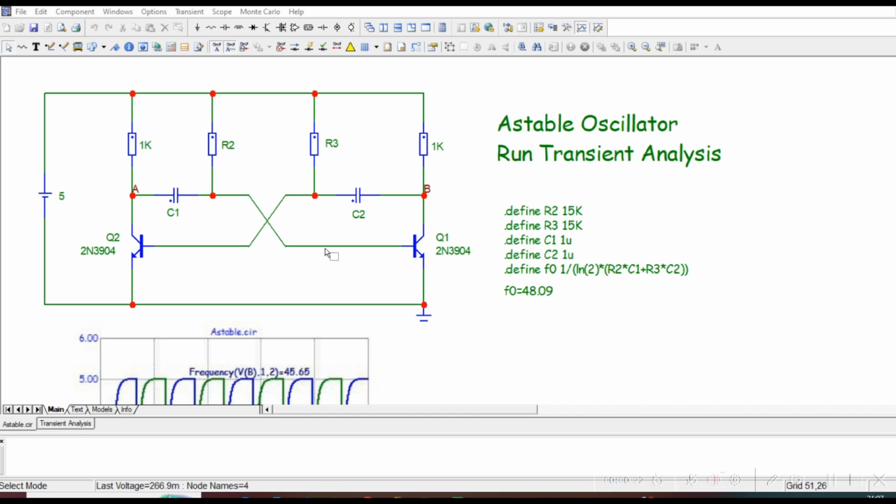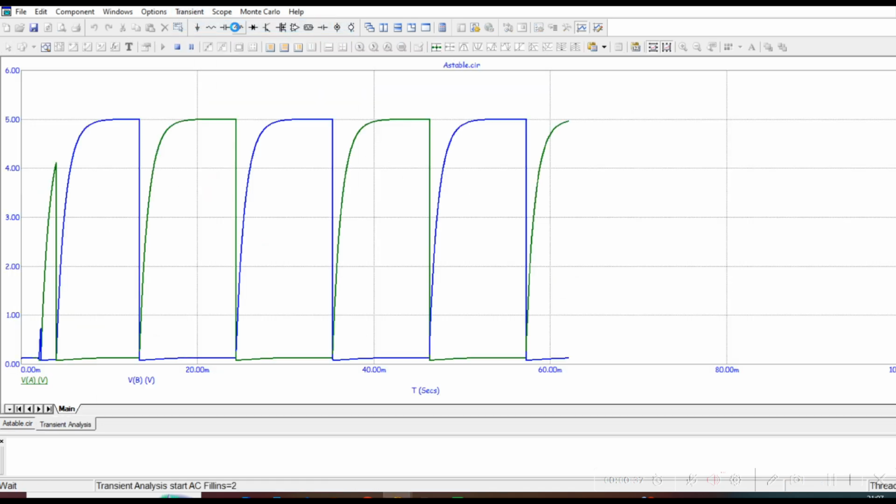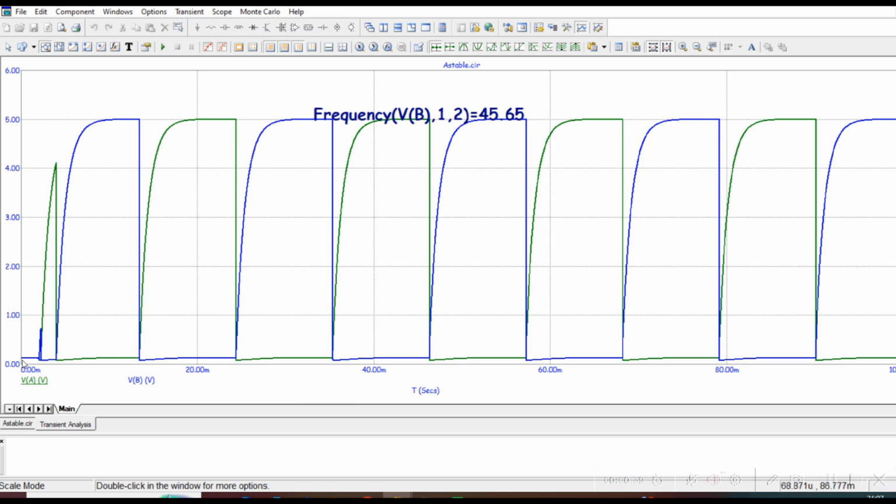Frequency calculation. The frequency of oscillation is determined by the values of the resistors and capacitors. The approximate formula is frequency equals 1 divided by 1.4 times the resistor value times the capacitor value. For example, if each resistor is 10 kΩ and each capacitor is 10 microfarads, the frequency is around 7 Hz.